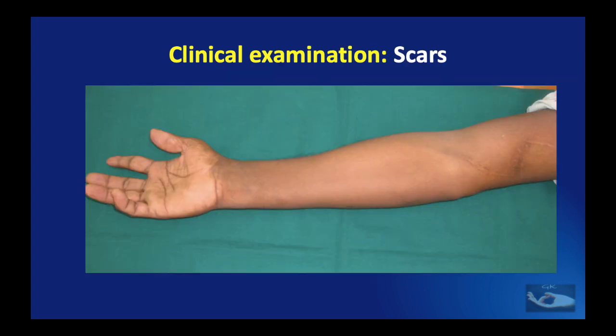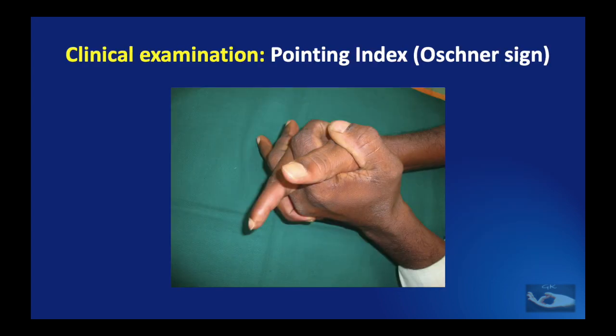We also need to look for the telltale scars, the scars of the original trauma or injury or scars of surgical intervention. The position and the nature of the scar must be noted. When the patient is asked to clasp his hands together, the index finger will not get flexed in a patient with a high median nerve palsy, and this sign is known as the pointing index sign.